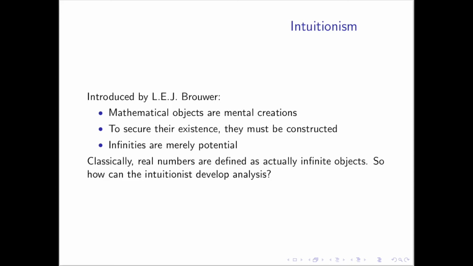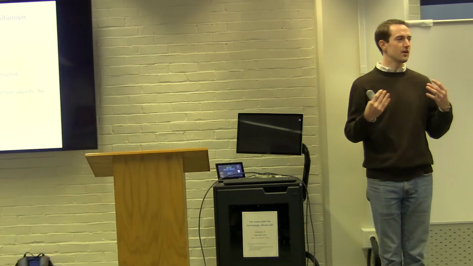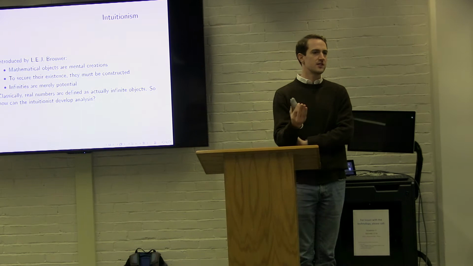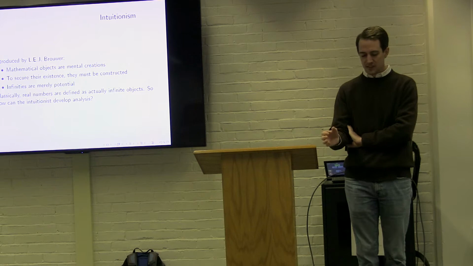And the essential idea that Brouwer started from is this metaphysical thesis that mathematical objects are really all mental objects, they're mental creations. As a result, if you want to say that mathematical objects exist, you have to think of them. You have to literally construct them in your mind for them to truly exist. And as an important corollary of this, all infinities have to be merely potential. That's contrasted with having an actual infinity.